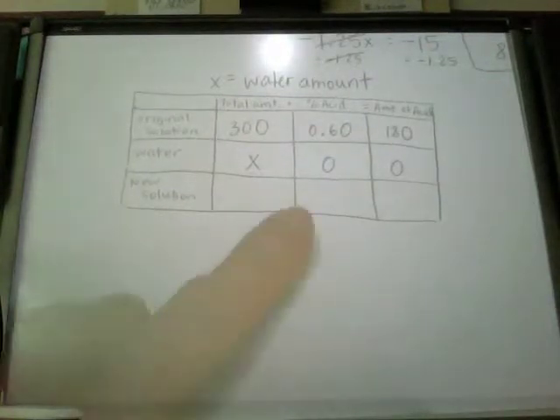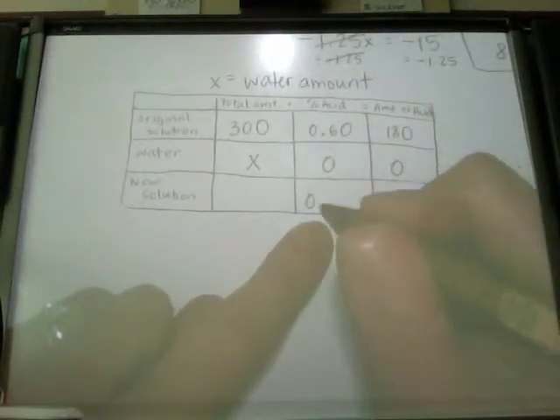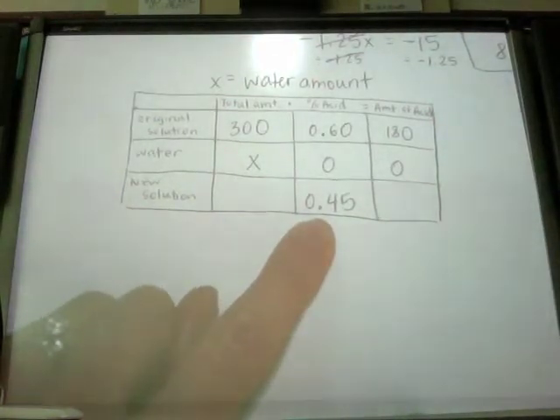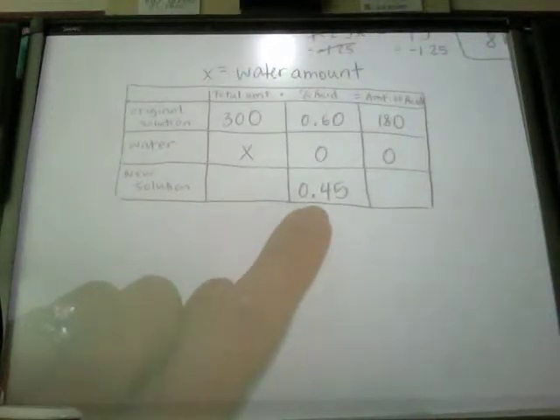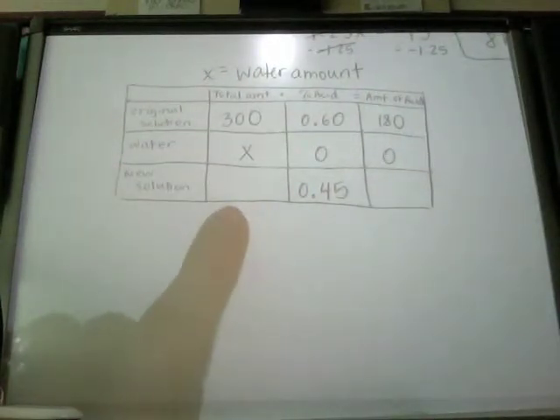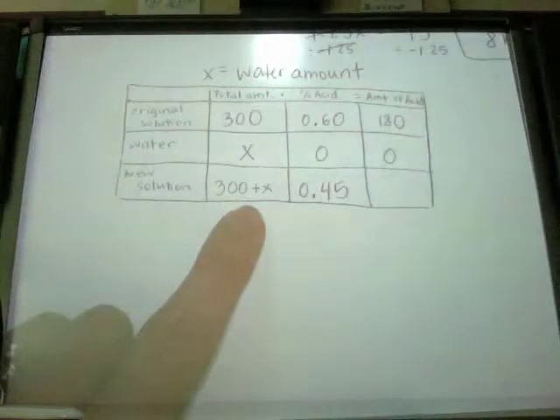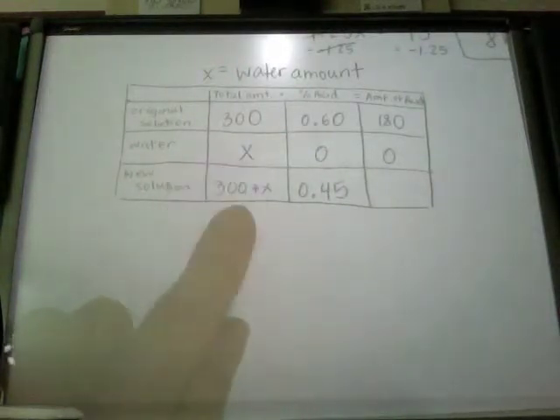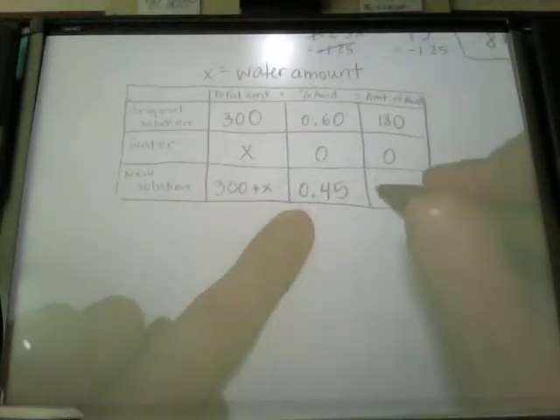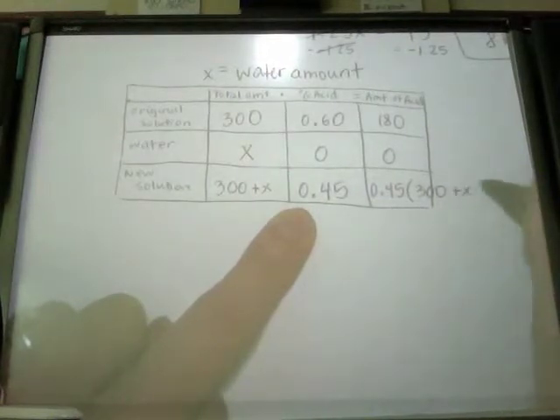Now, the new solution. There's a number we haven't used yet. In the problem, it said that we want this new solution to be 45% acid. Again, I'm going to turn that to a decimal. 45% acid, 0.45. How much is the new solution going to be in size? Well, we've got the original of the 300, and we're going to add water. So I add them. We're adding water. We use addition. And on this, again, we're going to end up needing to distribute. We're taking this binomial times 0.45. So again, I'm sorry, my box is a little small on this chart. So you might need to do like I'm doing it, right over the edge.